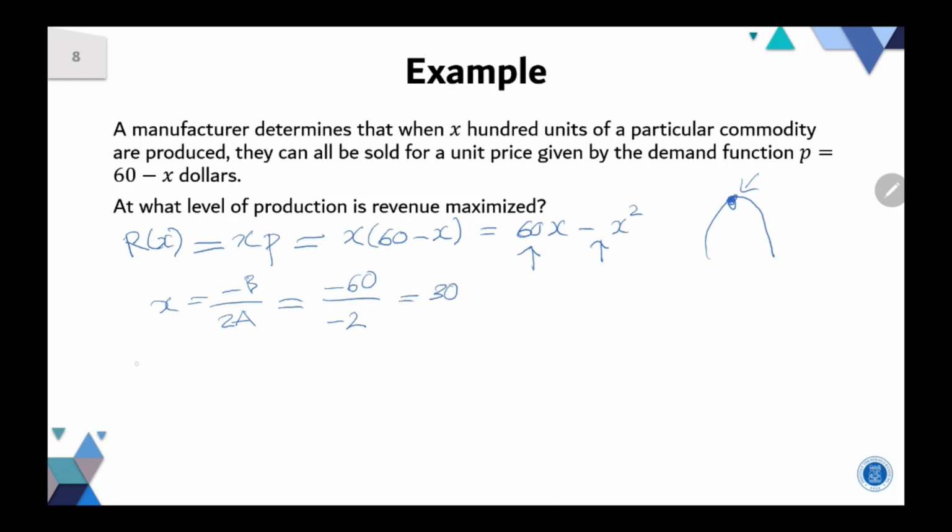So the revenue is maximized when we have 30 here, but remember the unit here is 100 units. So we have 30 times 100, which is 3000 units produced.